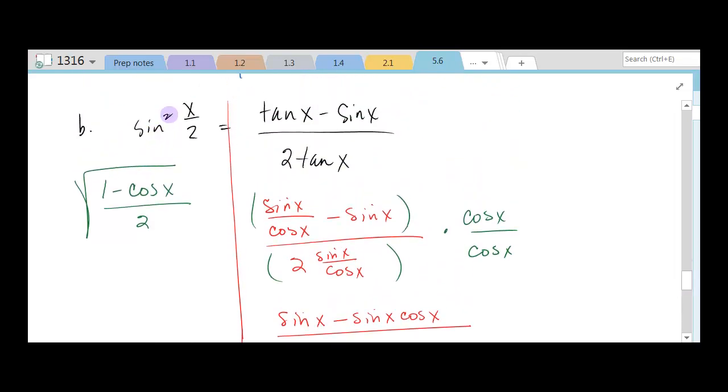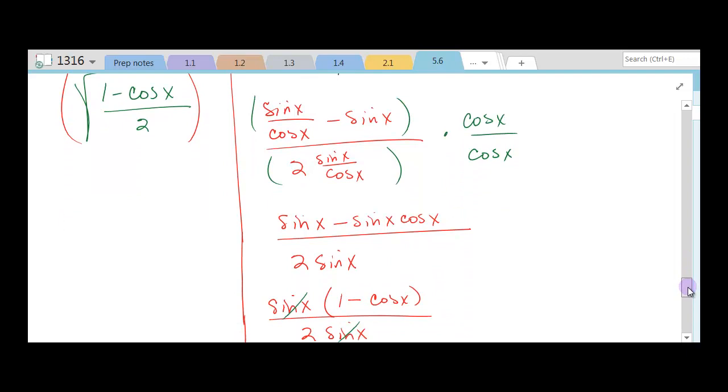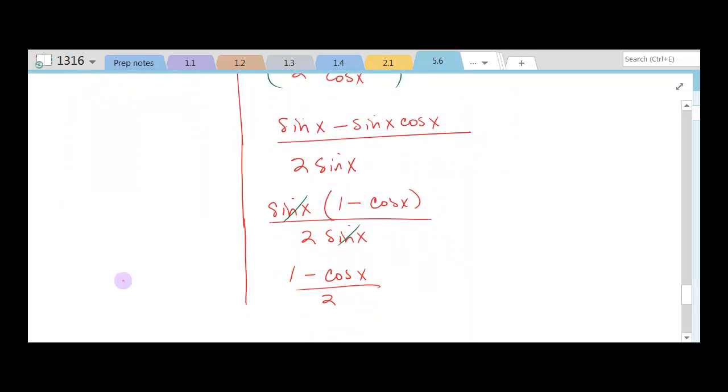Since this sine is squared, we need to account for that. And when I square something that's under the radical, we simply take out what's underneath. So I would be left with 1 minus the cosine of x over 2, which is what I turned the right-hand side into. And since I turned both sides, independent of each other, into the same expression, I have shown that this is an identity.